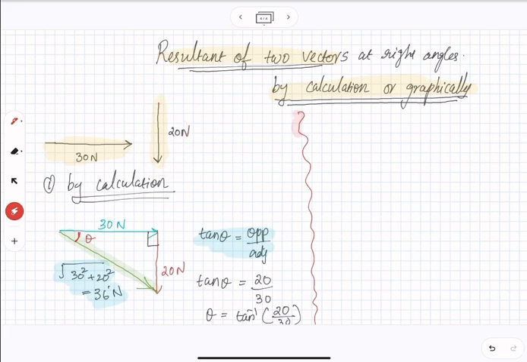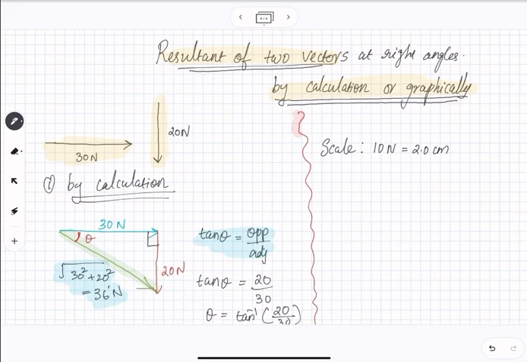So first of all, you can redraw 30 Newton, but we know that we cannot draw a 30 centimeter line in order to represent 30 Newton, or a 20 centimeter line in order to represent 20 Newton, because we don't have that much space on the paper. So what we have to do is decide a scale. Very important. 1 mark most probably you will get for deciding the scale. So the scale here, we can take 10 Newton is equal to 2 centimeter.